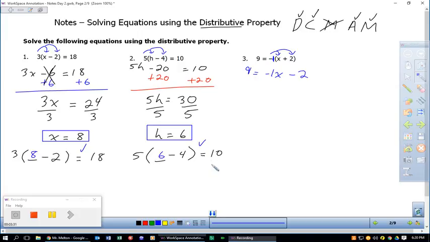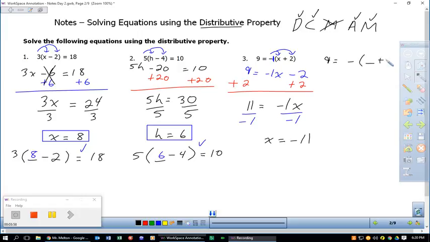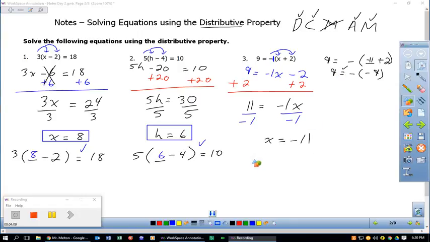And now my whole equation is in blue, but now I have an equation I can solve. So we are going to need to add 2 to both sides. Add 2. So we get 11 equals negative 1 times x. Dividing by negative 1, we get x equals negative 11. Plugging that back in, 9 equals the opposite of x plus 2. So that's negative 11. So if I add these together, that is negative 9, which is positive 9. And so our answer is, in fact, x equals negative 11.